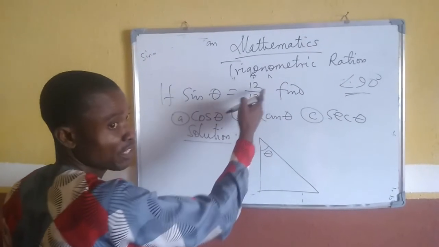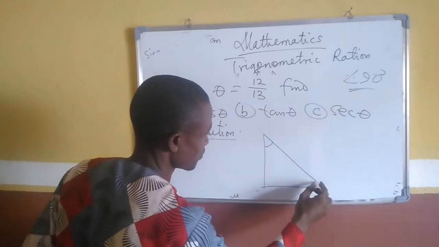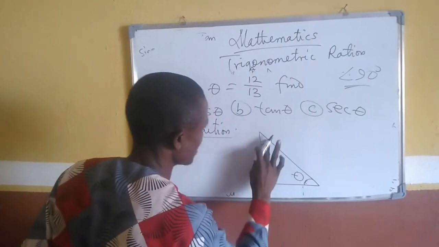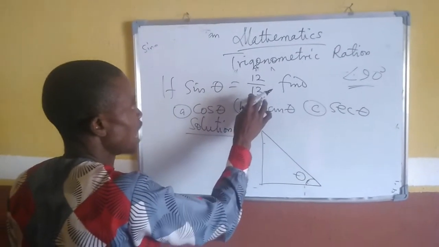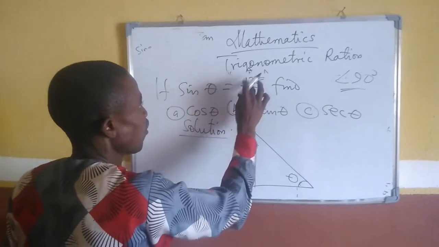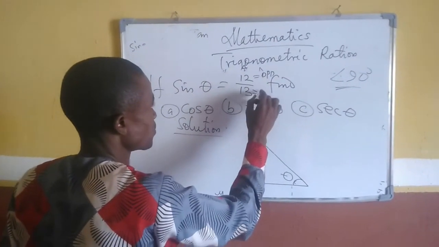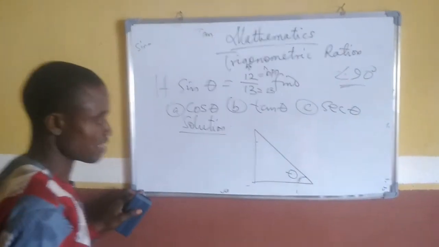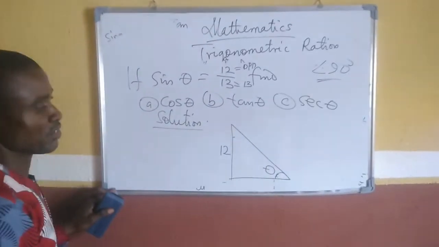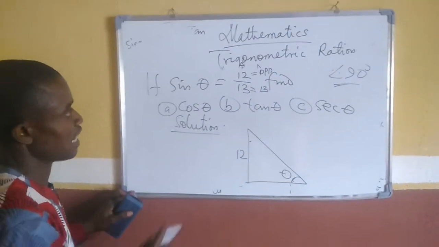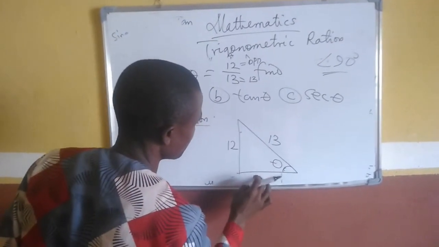In this kind of question, we have not been told where to put your theta. But let me still maintain this. So I can take this as my theta. Now sine is what? Opposite all over hypotenuse. That means opposite is what? Opposite is the 12. Hypotenuse is what? Is the 13. So opposite, you just come to your triangle, 12. And then hypotenuse, which is your 13.